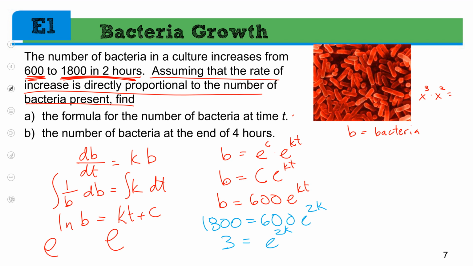No problem. How do I solve for K? Natural log of both sides. Natural log of 3 is equal to the natural log of e to the 2k. Natural log of 3 is equal to 2k. K is equal to the natural log of 3 divided by 2. Okay. Get it? Okay. See what I did there?